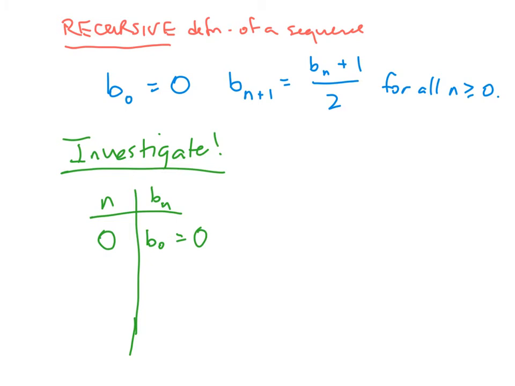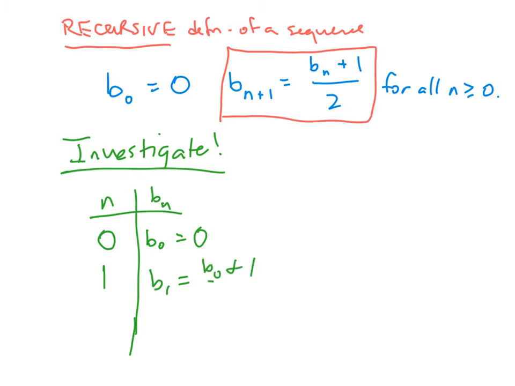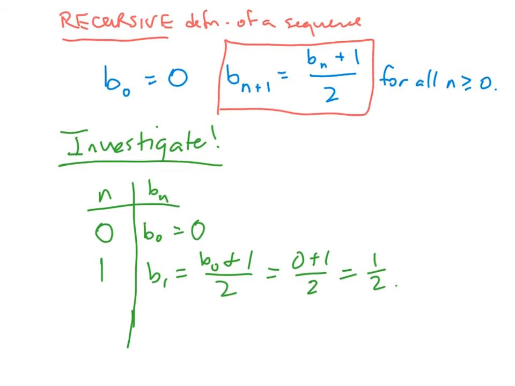Anyway, if n is 1, then I'm going to use this information over here, and I'm going to be using this like crazy, so I'm going to put a box around it there. That's going to be the most useful thing from now on. b sub 1 is equal to, according to that formula, b sub 0, because n is 0 in this instance, plus 1 over 2. That's 0 plus 1 over 2, which is 1/2. Okay, that's nice. That's not such a bad number, 1/2.